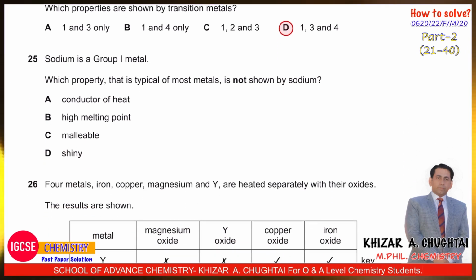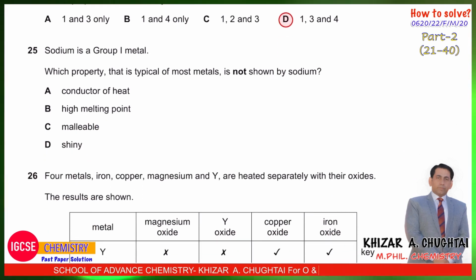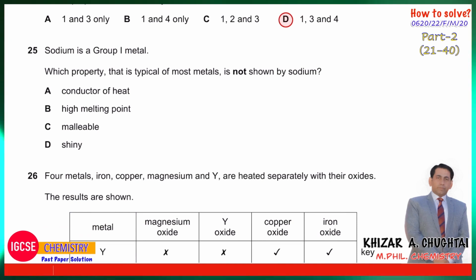Question number 25. Sodium is a group 1 metal. Which property that is typical of most metals is not shown by sodium? Option A, conductor of heat. Option B, high melting point. Option C, is malleable. Option D, is shiny.